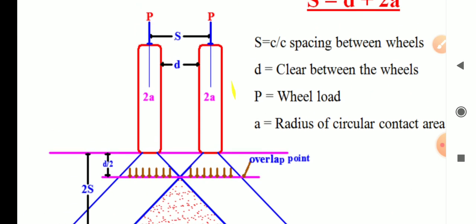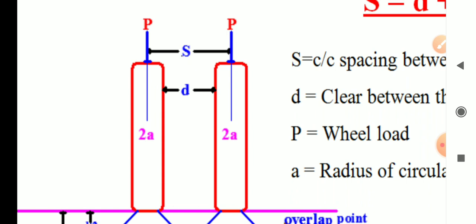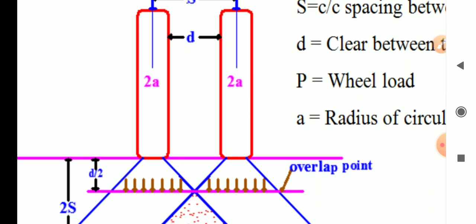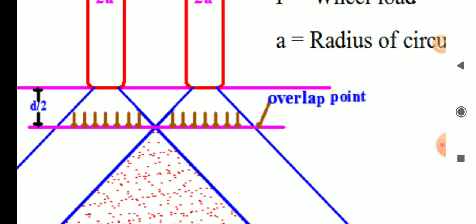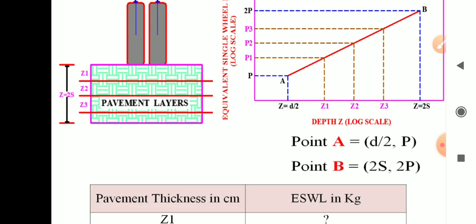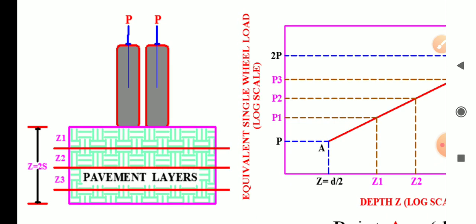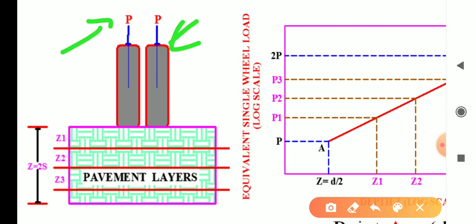The only thing here is that the wheel load should be acting on each wheel. Because of the wheel load of each wheel, the ESWL developed at the bottom of the pavement at different thicknesses can be predicted. Now two wheels are there, and each wheel carries wheel load P.